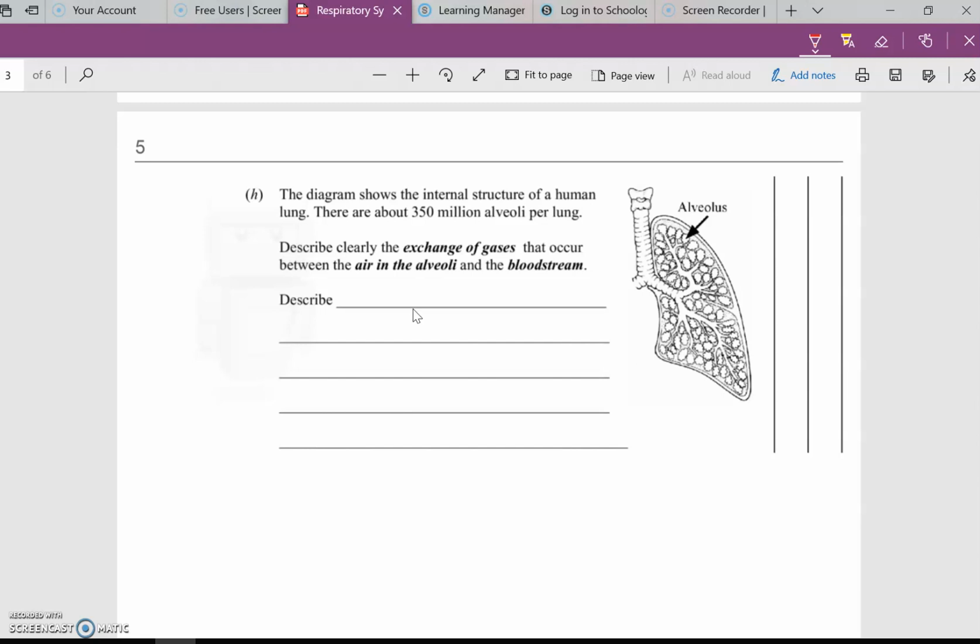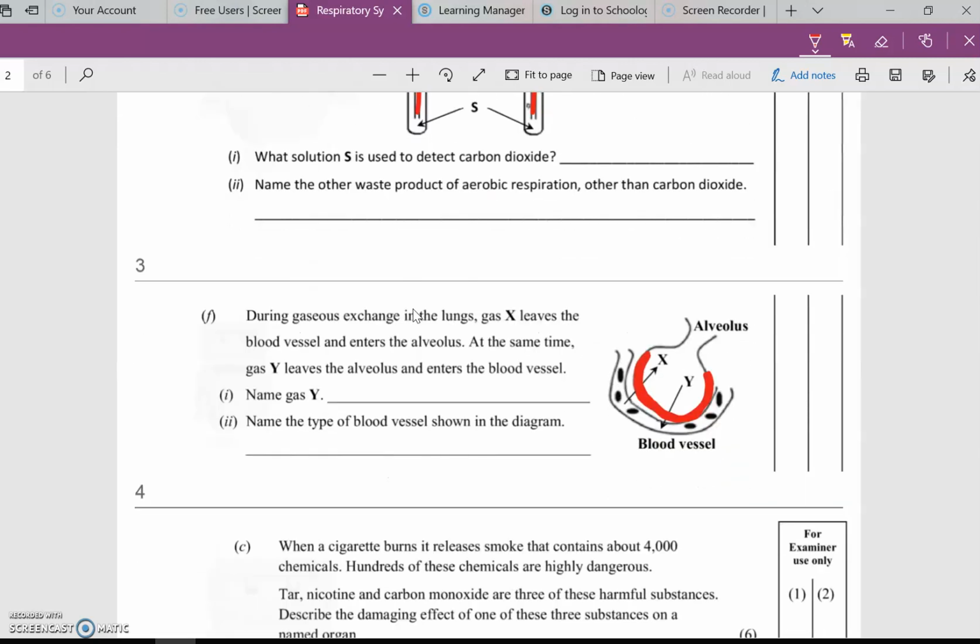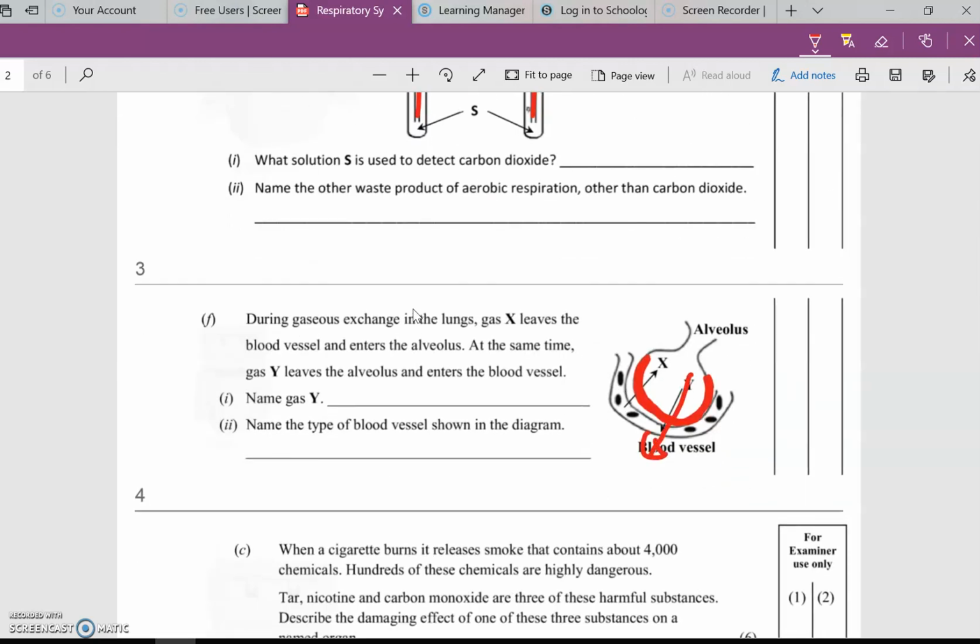So, the exchange of gases. The key thing is they're asking you to describe the exchange of gases. You're basically saying that when you breathe in, you take in oxygen from the air, that goes into your alveoli, and then that oxygen goes, like here, into your bloodstream.